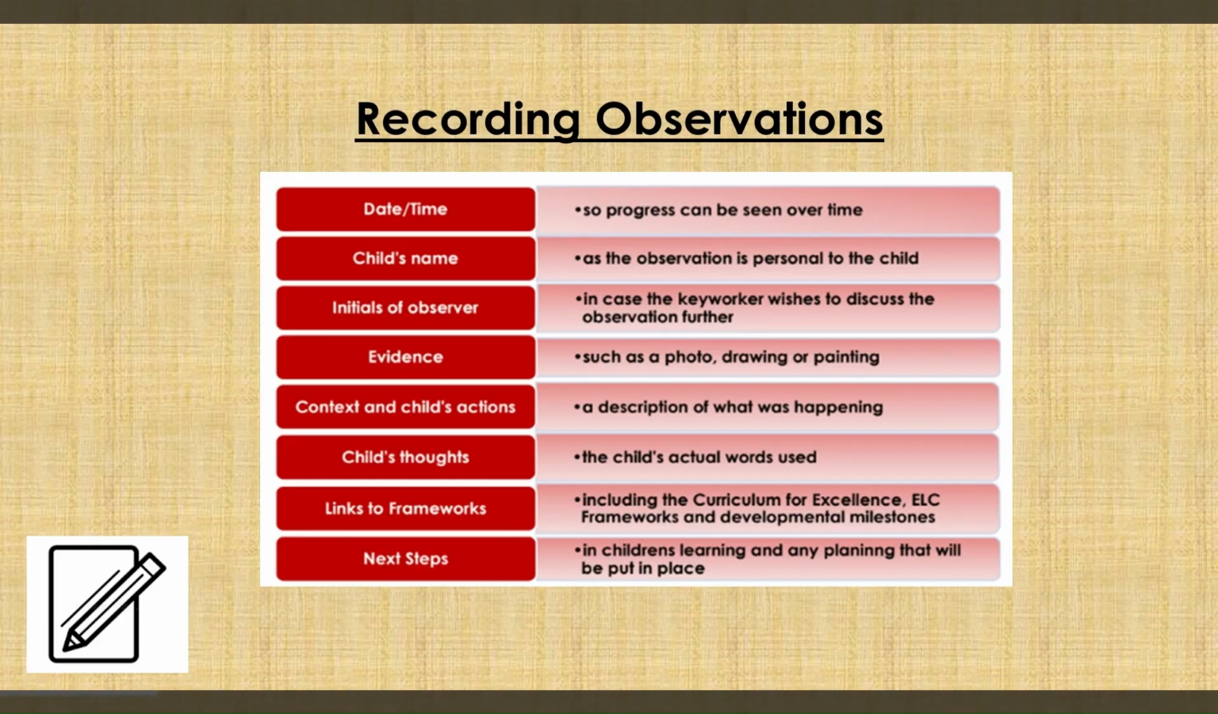Evidence such as a photo, drawing or painting. Please remember that not all observations require a photo. The context and the child's actions should be a description of what is happening, the child's thoughts, also known as the child's voice, links to the frameworks including the Curriculum for Excellence and East Lothian frameworks, and a next step for learning. Please also remember that not every observation will have a next step.